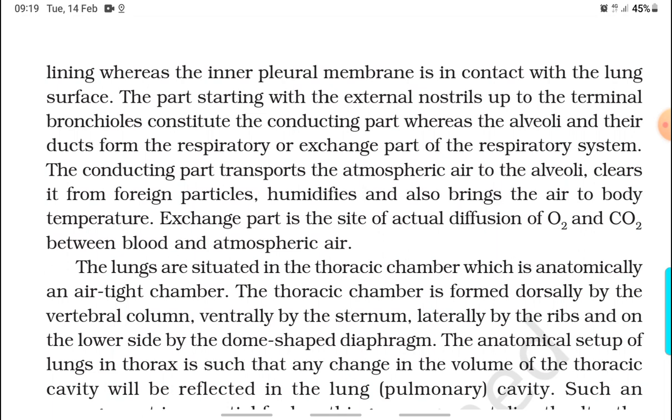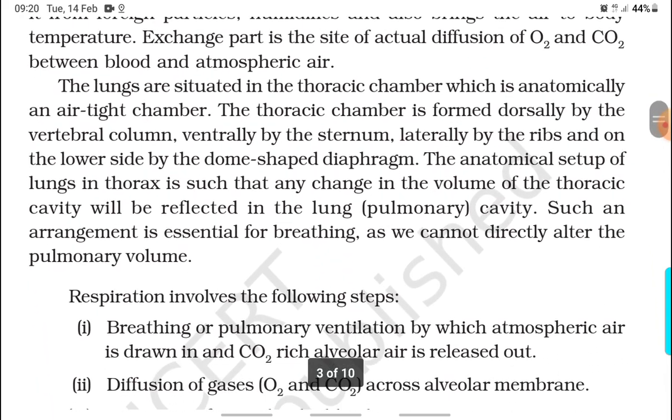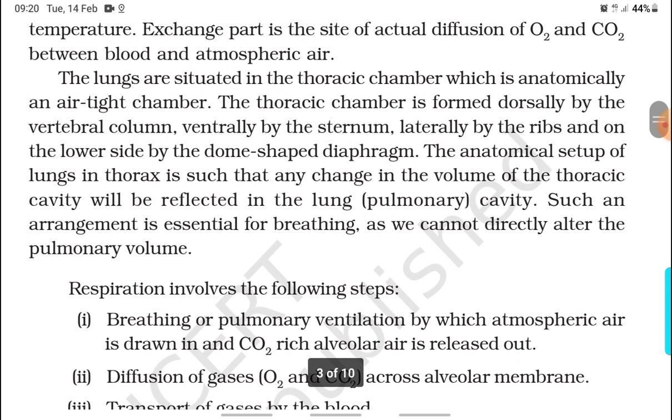whereas the alveoli and their ducts form the respiratory or exchange part of the respiratory system. The conducting part transports the atmospheric air to the alveoli, clears it from the foreign particles, humidifies and also brings the air to the body temperature. Exchange part is the site of actual diffusion of oxygen and carbon dioxide between blood and atmospheric air.